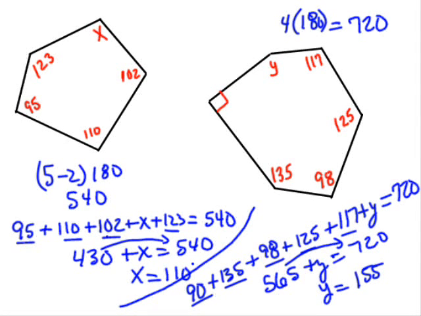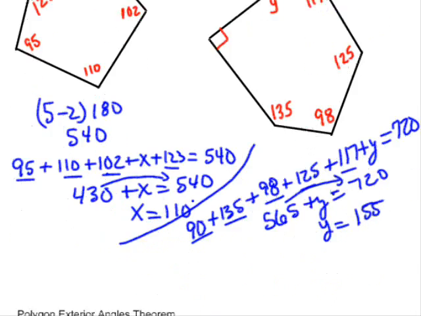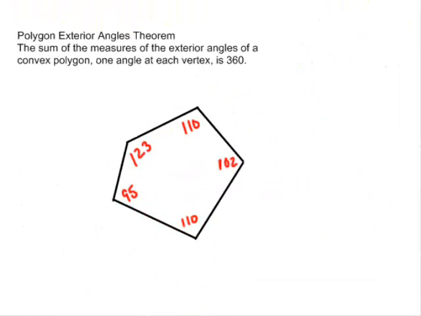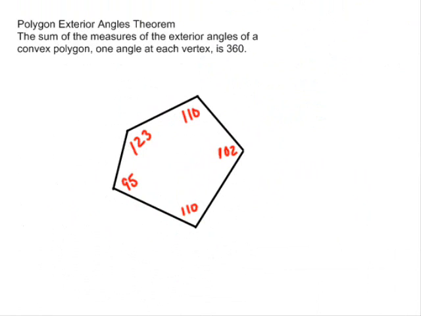Now that is just for our interior angles. Let's go back and look at our exterior angles. The Polygon Exterior Angles Theorem tells us the sum of the measures of the exterior angles of a convex polygon, one angle at each vertex, is 360 degrees. Once again, very important for us to understand: it has to be convex.